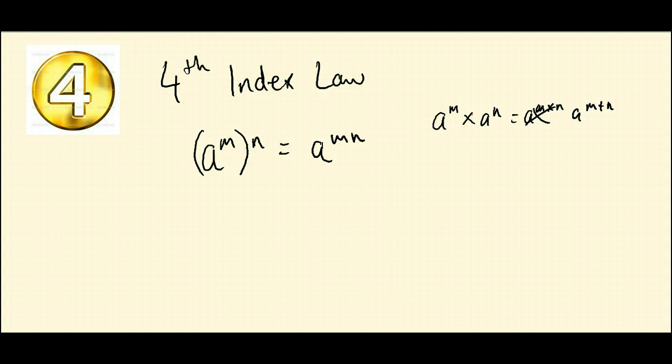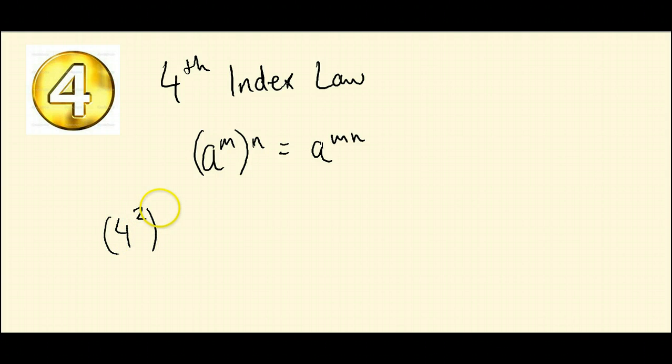So let's see an example of that. Let's say we've got 4 to the power of 2, and that's in brackets, and that's been raised to the power of 3. The index law says we do this: 4 to the power of 2 times 3. 2 times 3 is 6, so 4 to the power of 6. That's what the index law says we'll get.